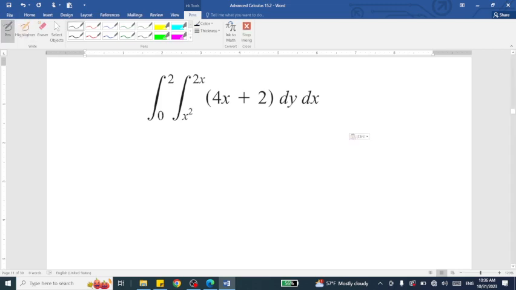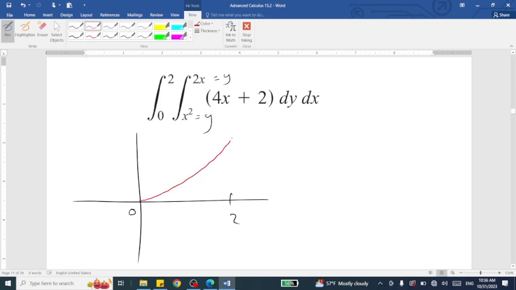First, the region. X is between what and what? 0 and 2. So here we are. Am I right? Y is between what and what? X square. Am I right? I'm not going to do the other part, I don't need it. And 2x. Clear? Is that clear? So this is my region.